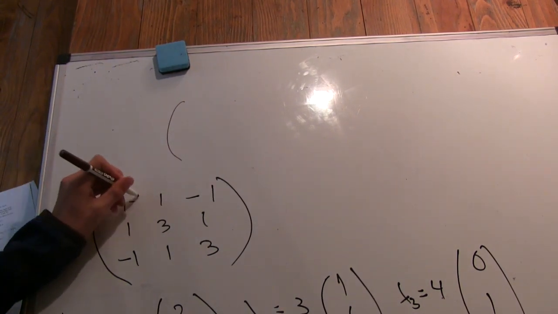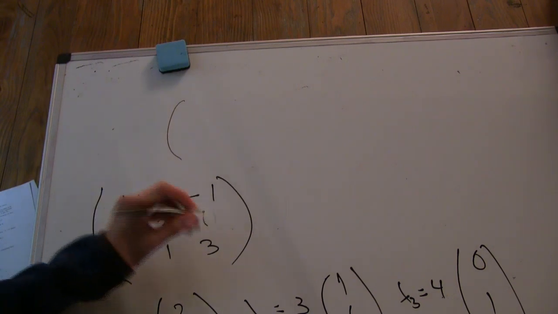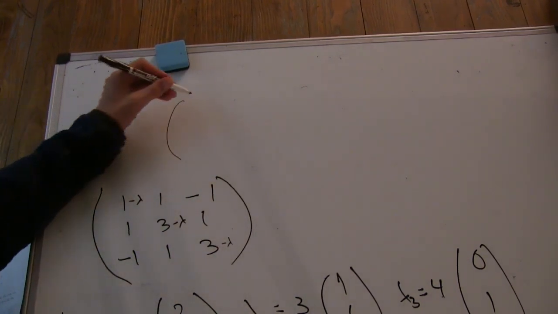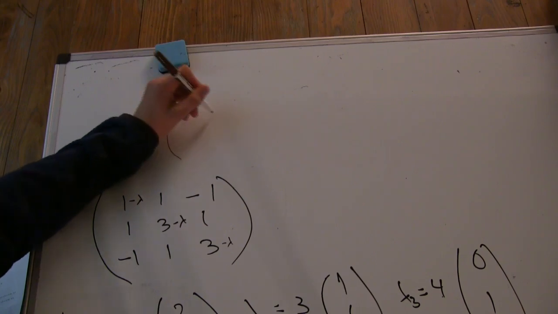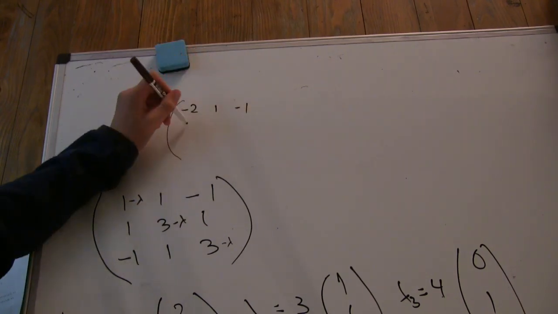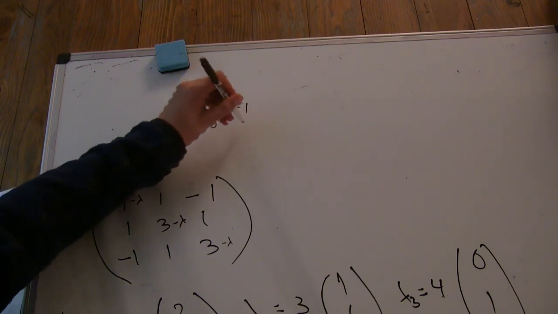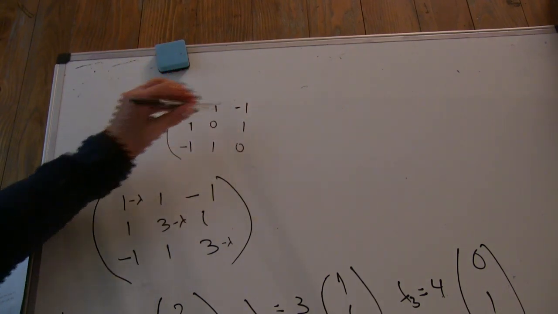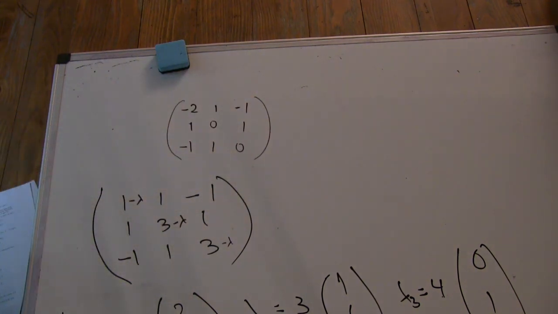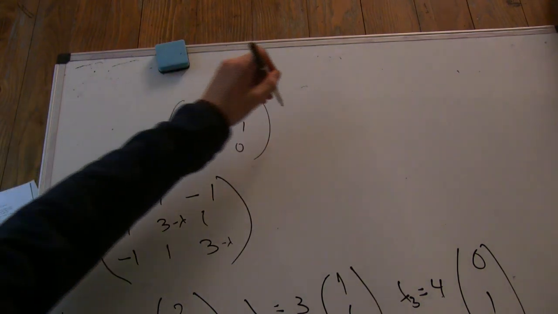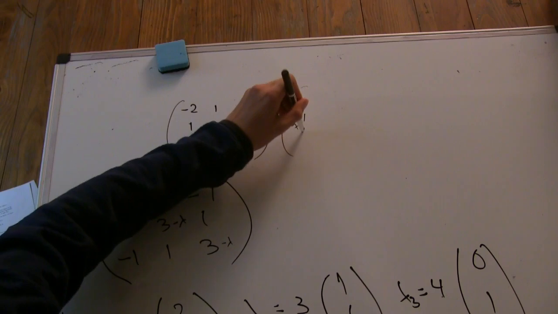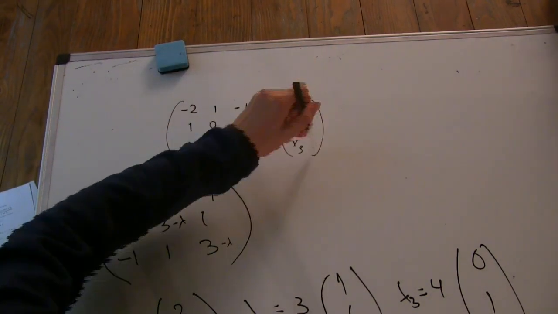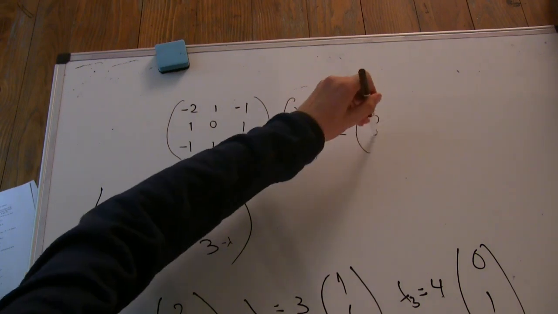So we're gonna subtract lambda away from these three values. So this turns into -2, 1, -1, 1, 0, 1, and -1, 1, 0. And then we have to multiply this by a vector x1, x2, x3, which will eventually become the eigenvector, to get 0, 0, 0.